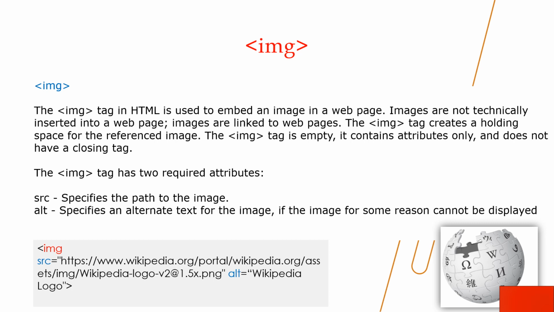The img tag has two required attributes, src and alt. src specifies the path to the image. Alt specifies an alternate text for the image, if the image for some reason cannot be displayed. In the given example, the src attribute specifies the path to the Wikipedia logo, and it's hosted on the Wikipedia website. And alt contains the text Wikipedia logo. If the Wikipedia logo cannot be displayed, the text Wikipedia logo will be shown instead.